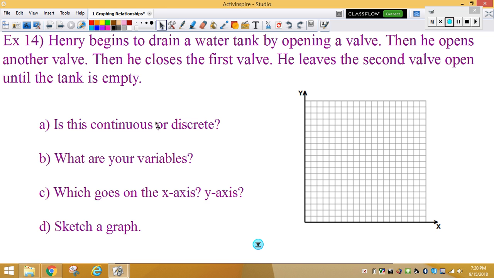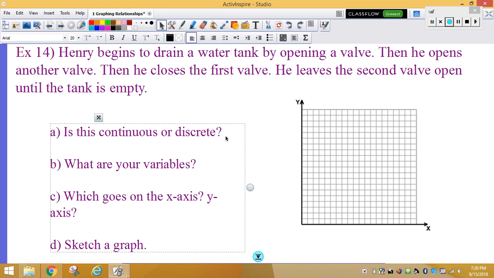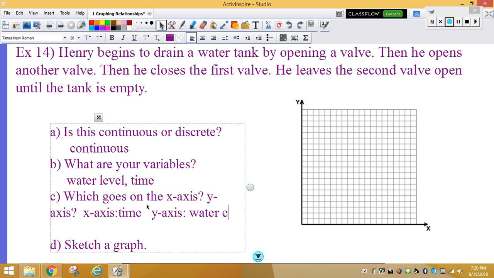We're talking about draining a tank. So am I going to connect the dots on that, or am I going to leave them as just dots? Well, hopefully you know it's continuous. We're going to do a continuous line to show that water level. Variables are going to be the water level and time. If you ever don't know, time is a safe bet. So the x-axis is going to be time. The y-axis is going to be the water level.